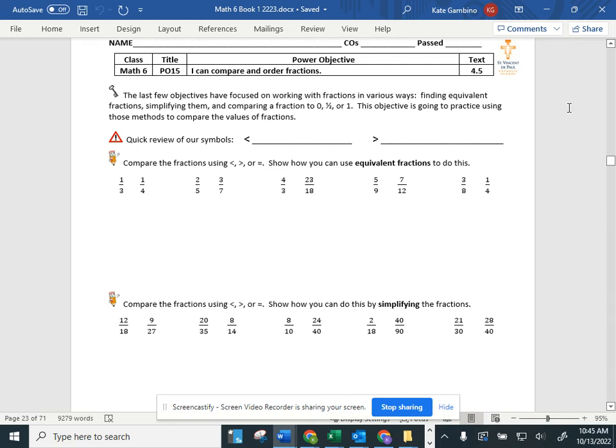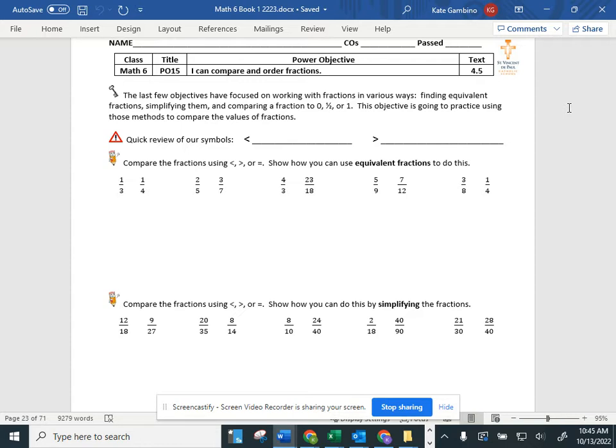Good morning. Today we are continuing on with those fractions. We are doing PO15. It is a PO. It's one of those power objectives we have to have this skill mastered. Some of those COs that we just worked on, we're building up to it. This is a power objective, so we really need to understand how to do each of these sections.